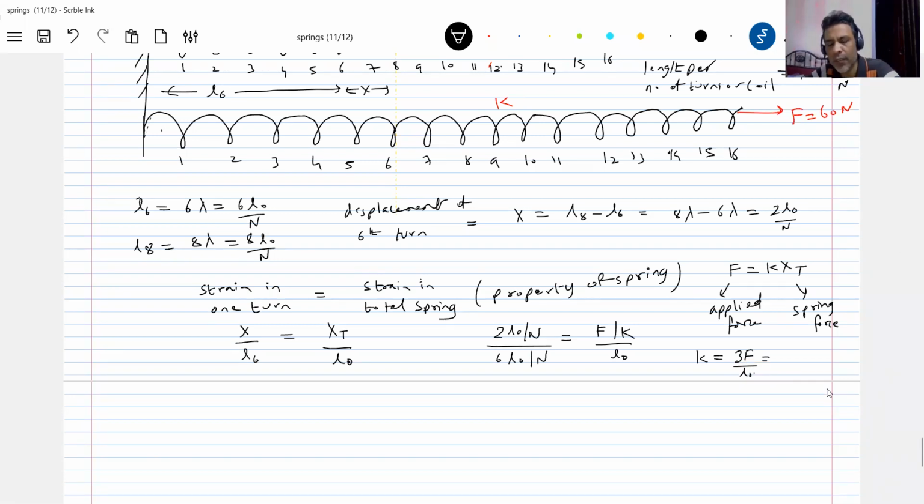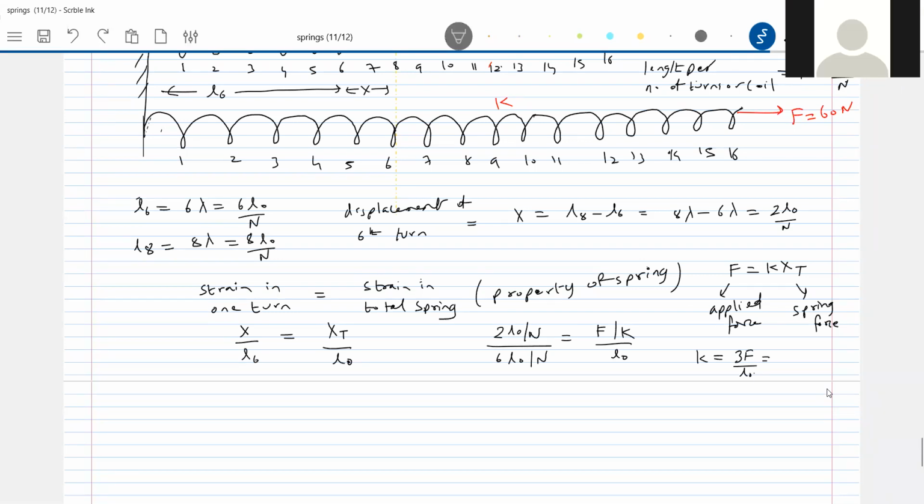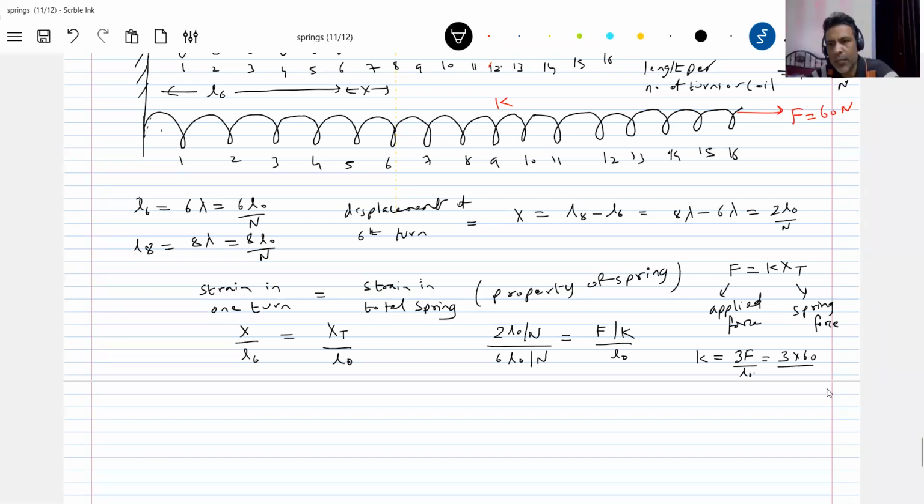Substitute the value of F, and L naught is how much, given? 30. Okay, 30. Convert that into meters and check it. How much will you get as the value of K? 3 into 60 by L naught, which is 30 centimeters. So 0.3 meter, no? So how much will the value of K be?